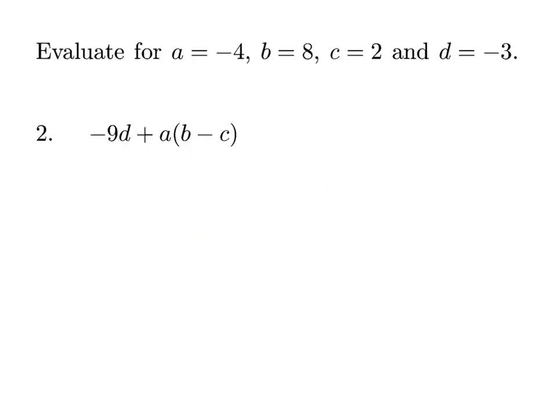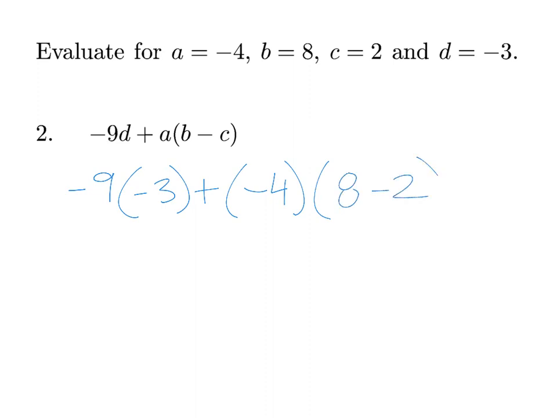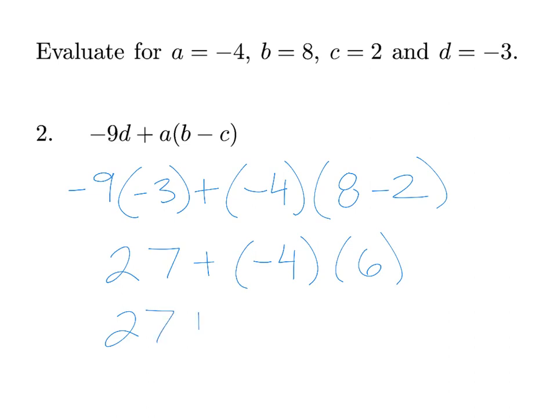All right, for number 2, we're just plugging in the values into the expression. -9 times -3 plus a, which is -4, times b minus c. All right, so we have 27 plus -4 times 8 minus 2, which is 6. 27 plus -24. So I have 27 minus 24, which is 3. Done.